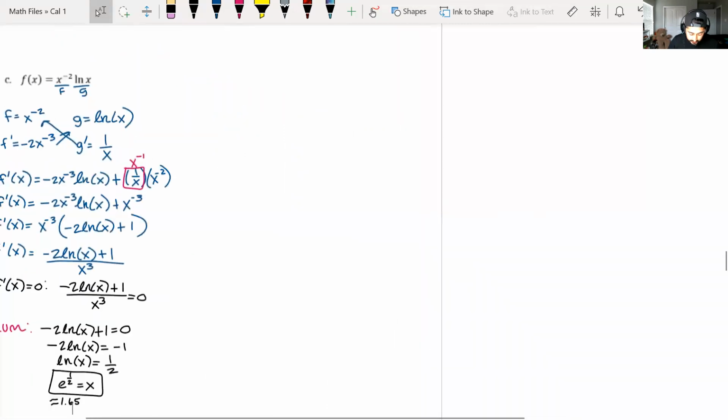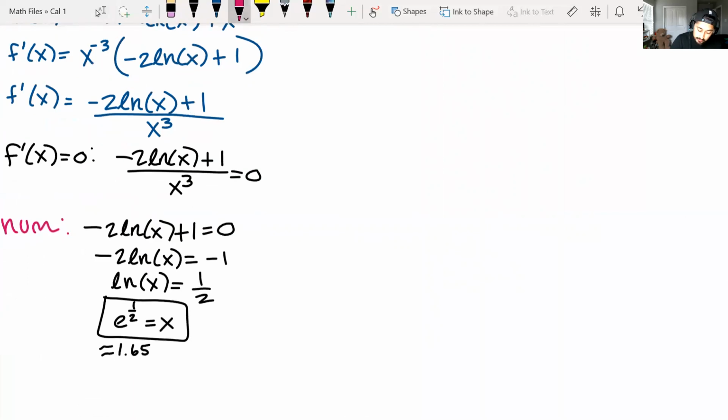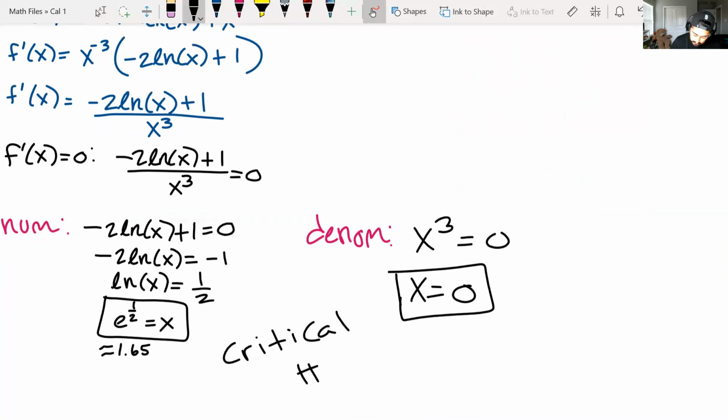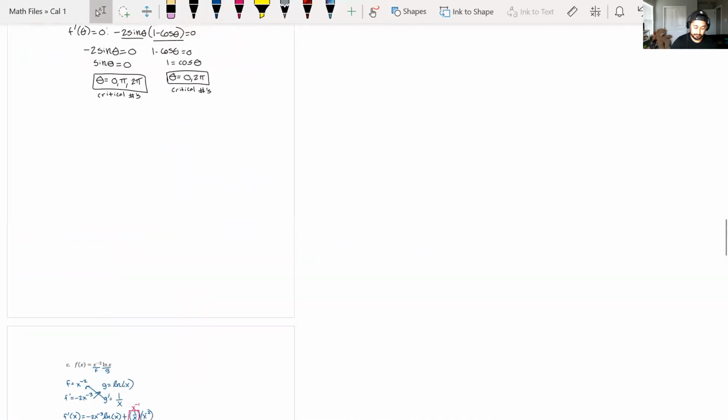So much room, sorry. Hey, look, and you know that denominator, it's going to be really easy. Denominator, we get x cubed equal to 0, therefore x equals 0. These are my critical numbers. Marvelous.